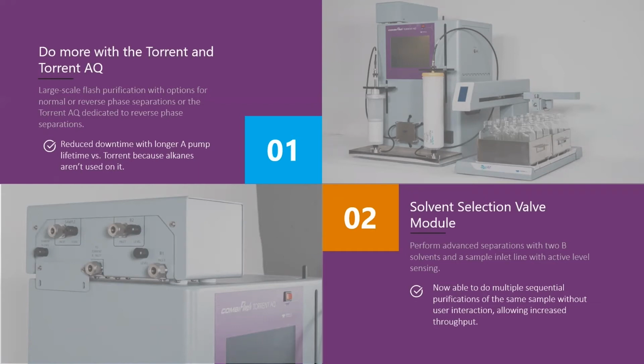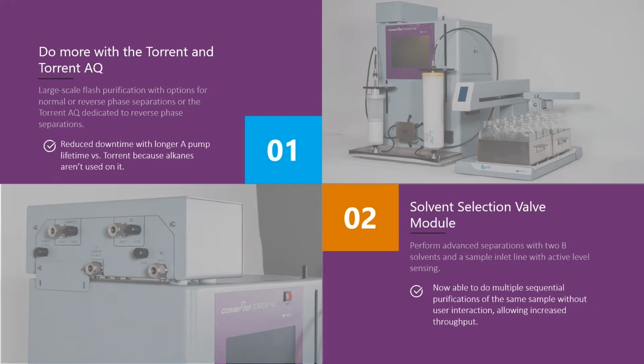So it has a longer lifetime if you're doing purely reverse phase separations, and it minimizes the downtime from having to do preventative maintenance and maintain the pumps. The additional solvent selection valve is an option. The solvent selection valve module allows you to perform advanced separations with 2 B solvents. So it gives you a B1 and a B2 solvent, and a sample inlet line, all of them with active solvent level sensing.